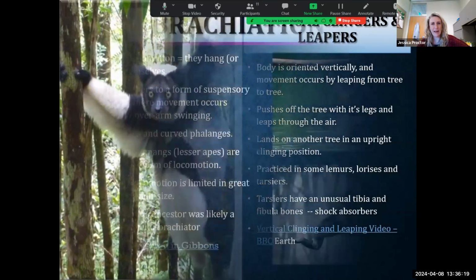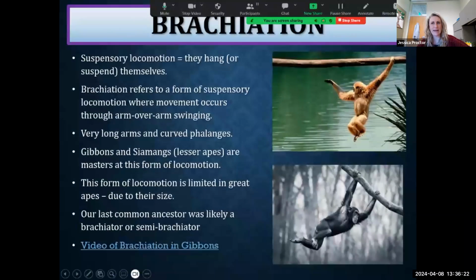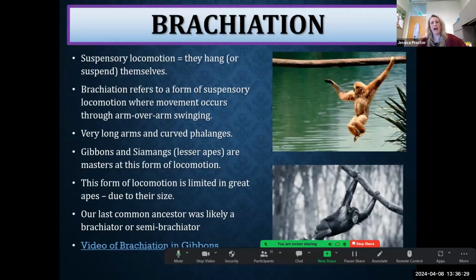So we see that in the lower order strepsirrhines and the tarsiiforms. All right, next type of locomotion. This is going to be called brachiation. It's essentially the opposite of what we just watched. So they're actually using predominantly their arms rather than their legs to locomote through the trees. Brachiation is a form of what they call suspensory locomotion. So they hang or suspend themselves using their arms, with this arm over arm action. The gibbon up here in the top picture is showing you a great example of arm over arm brachiation.